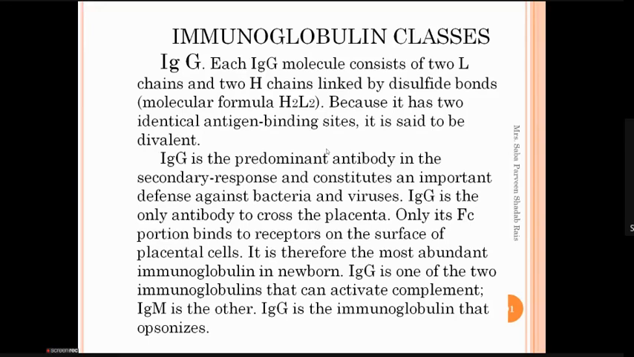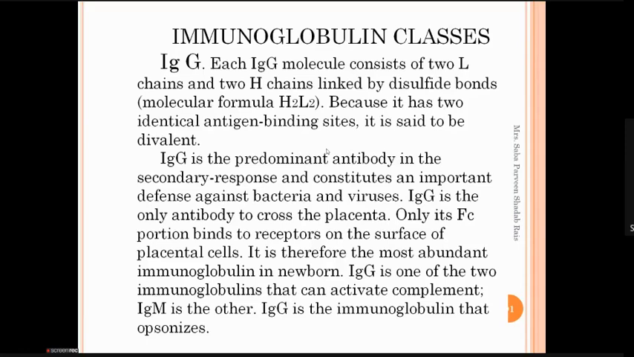IgG is the predominant antibody in the secondary response and constitutes an important defense against bacteria and viruses. That means whenever there is an attack of any type of bacteria or viruses in the body, this will be the first antibody. Meaning when the specific antibody has not been formed, this will come and take care of the viruses.